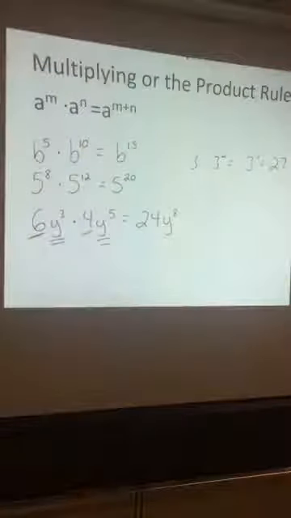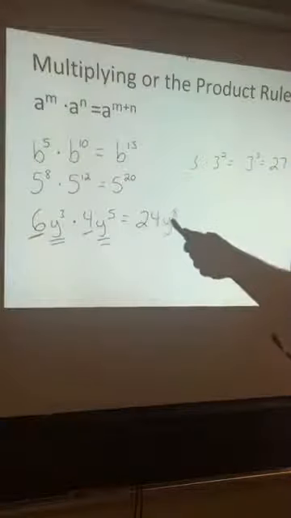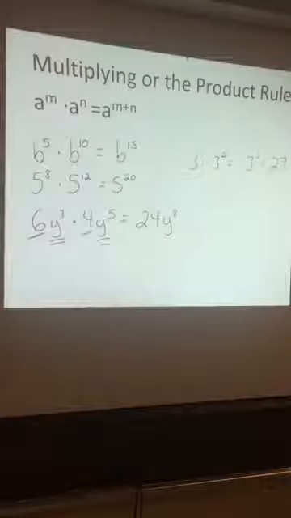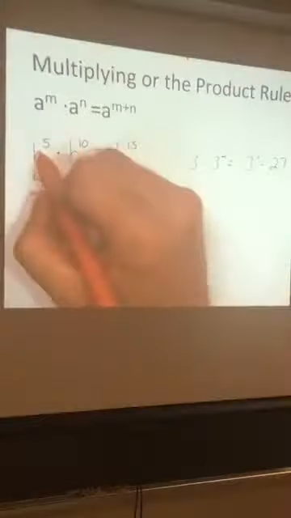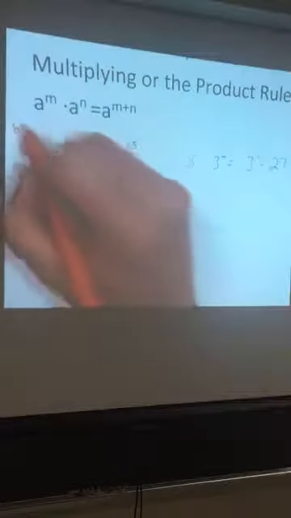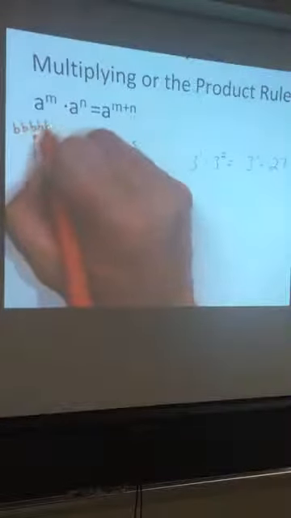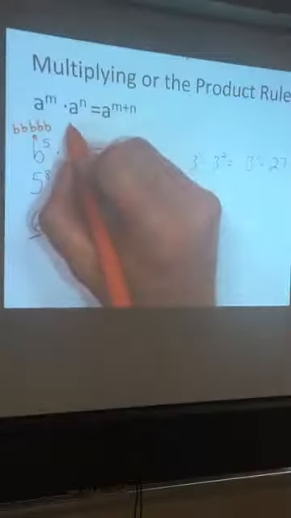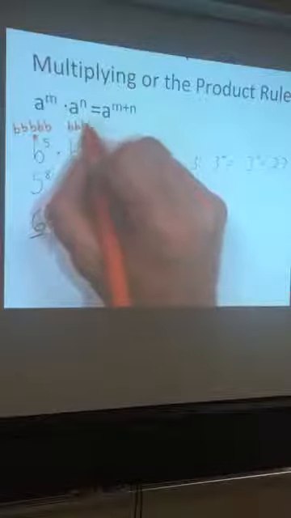Now, some of you may ask, why is the rule this? Why does this and this give you 15? Why does that give you 20? Here's kind of where it comes from. Let's go up here to this b. If you were explaining to a 4th grader or a 5th grader what b to the 5th means, you would probably tell them it means you've got 5 b's. That's what b to the 5th is. B to the 10th means you've got 10 b's.